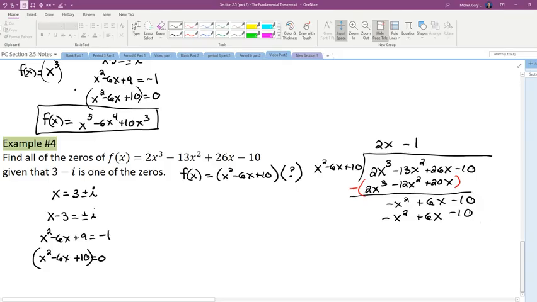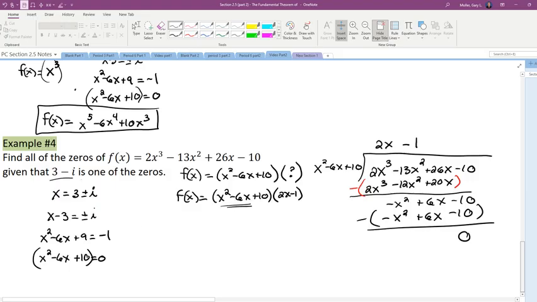Minus 1. Negative x squared, positive 6x, and negative 10. And obviously, when I subtract this, I get 0, which is good because now I found my last factor and I found my last zero. So f of x equals x squared minus 6x plus 10 times 2x minus 1. Now, if I want to find all the zeros, I set each factor equal to 0. And this factor leads to the zeros I'm aware of. And this factor leads to add 1, divide by 2, 1/2. So my last zero is 1/2.